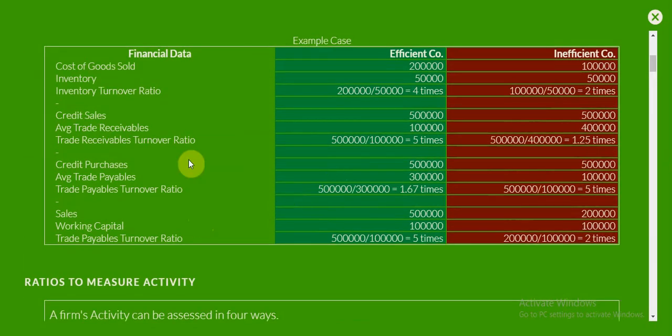Here, see friends, the efficient company, the first company here, has a sales of rupees 5 lakh, and the inefficient company, the second company, has a sale of rupees 2 lakh. But see here, both the companies are maintaining the same amount of working capital, that is 1 lakh and 1 lakh. And when we calculate, okay, this is not trade payables turnover ratio, this is the working capital turnover ratio, we see here that it is 5 times for the efficient company and just 2 times for the inefficient company.